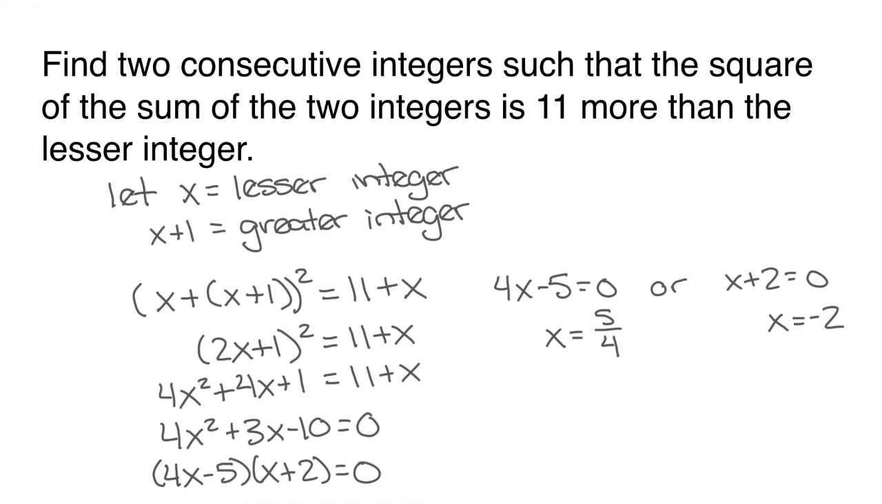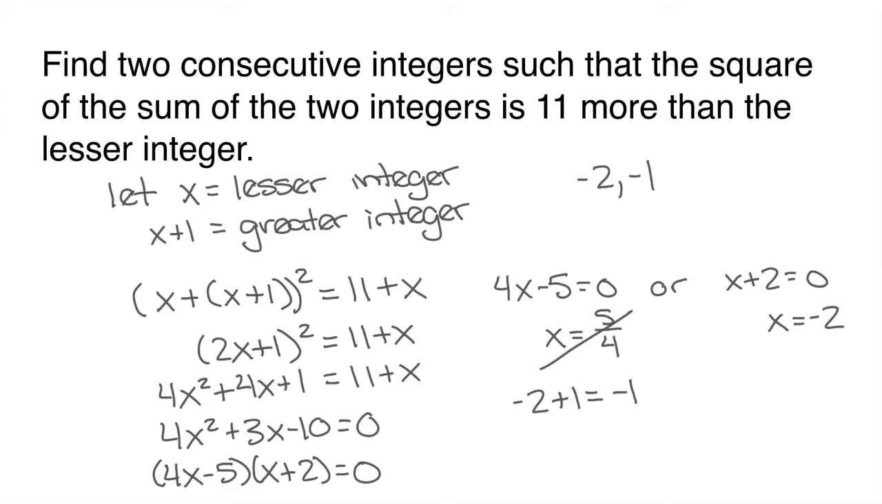If x is equal to 5/4, then x is not an integer. x is a rational number, but it's not an integer. We're looking for integers only, and so we reject that solution. And we instead look at our solution, x equals -2. If x equals -2, then the greater integer will be -2 plus 1, or -1. So the two integers are -2 and -1.